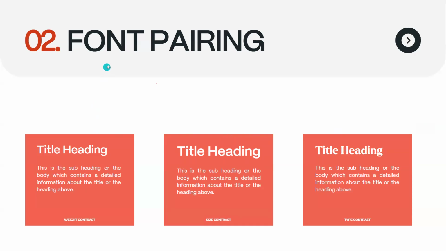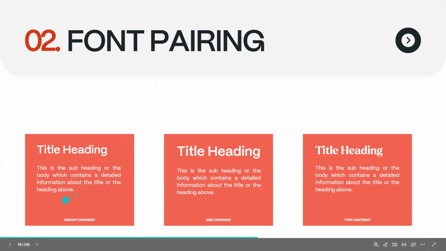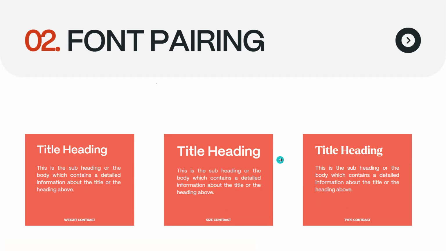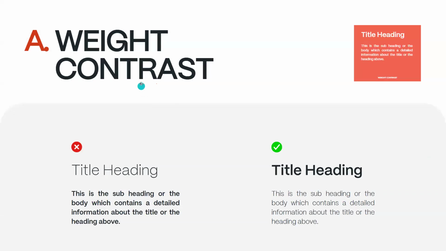Second point is font pairing. It is about pairing two different types of fonts to create visual harmony. There are mainly three different types of font pairing. First one is weight, second one is size, third one is type. As the name mentions, weight contrast.